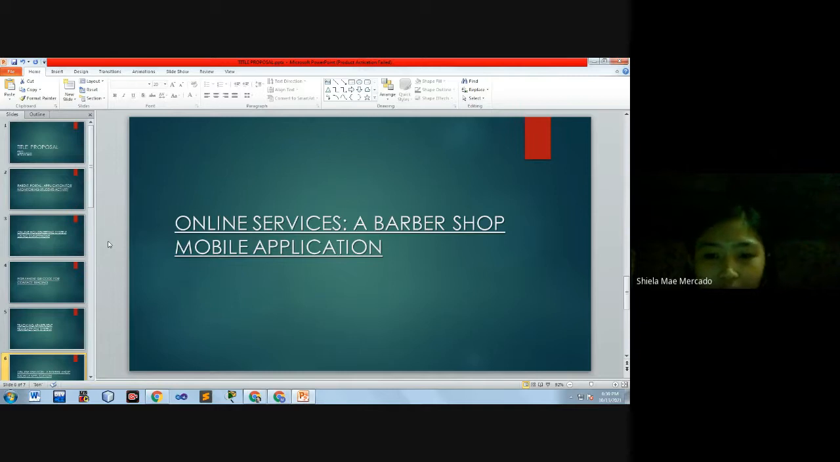If the shop has plenty of customers on a certain day, the customer needs to ask the barber for a time so that he can come back. Sometimes they end up being lazy and do not come back. So the system intends to make it easier for the customer. He needs to log in to the app, then he can choose a barber shop.